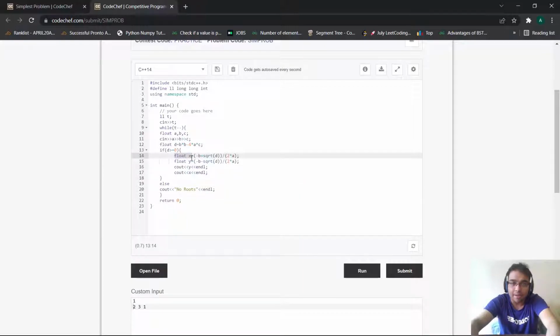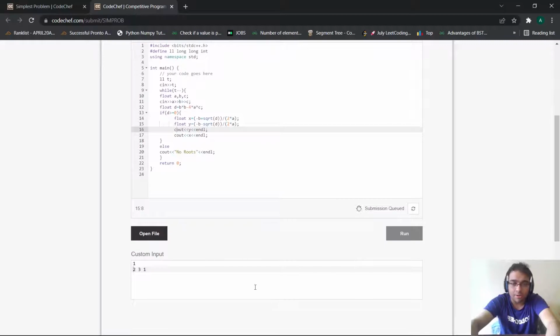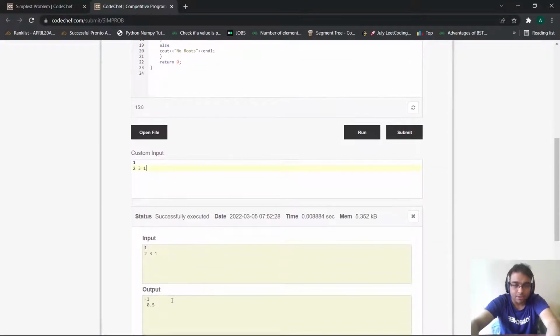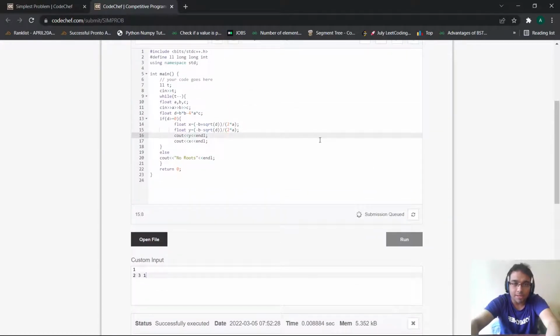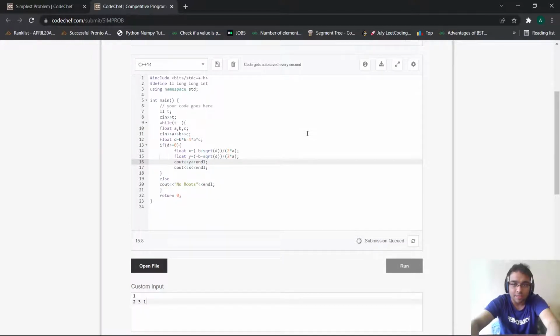Then I calculate my root, which is minus b plus under root of d divided by 2a, and the second root, which is minus b minus under root of d divided by 2a. After calculating these roots, we print them. And this becomes the approach for solving this problem. Now let us run our code on the example test cases to see whether everything is working correctly or not. As you can see, we got the exact answer according to the output format. Now let us submit our code on the actual test cases to see whether everything is working correctly or not.